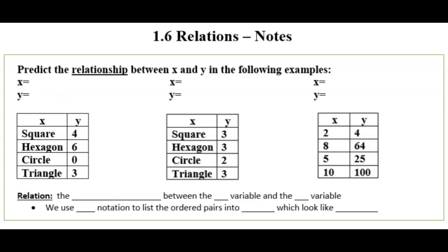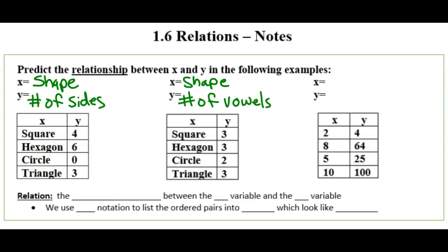Okay, so maybe on that first one, you noticed that this table was about shape and then the number of sides. And on the second one, it was about shape and the number of vowels that were in the word. So U, A, and E. Okay, that was a tough one. But how did the Y relate to the X? How did this Y relate to the X? Okay. So that last one, think about that now that you know those two and see if you can see what the relation is.